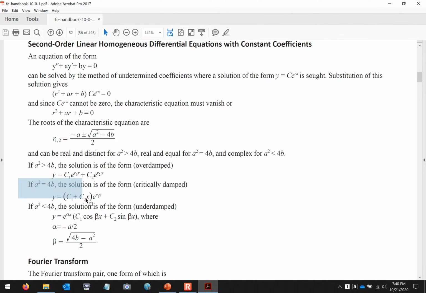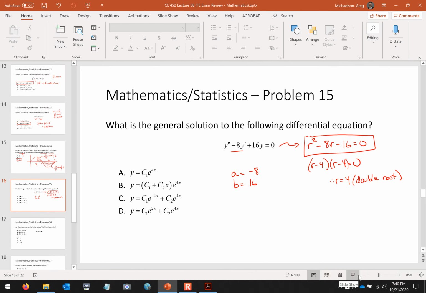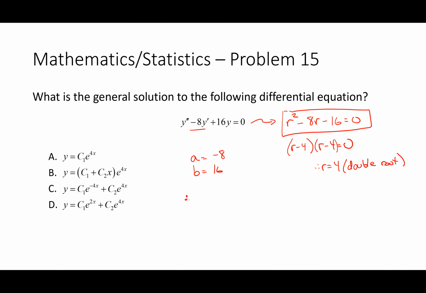Here, let me use the box. If A squared equals 4B, there's your solution: C1 plus C2x times e to the R1x. So let's just go through this. Again, A squared is 64. 4B is 64. So therefore, y is, and this just comes straight from the manual, C1 plus C2x times e to the R1x, and R1 was 4.